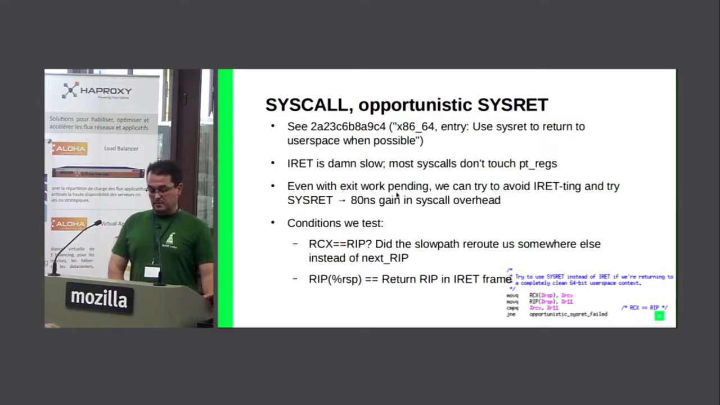And the gain we get if we return with sysret instead of IRET is about 80 nanoseconds. And that's probably not a lot, but if you do a gazillion syscalls per second, that adds up. So you probably want to, I mean, it's a fast path. You want to make it as fast as possible.